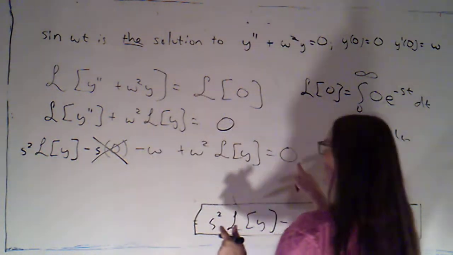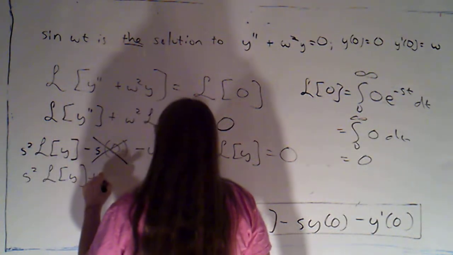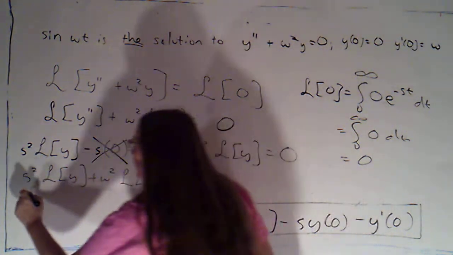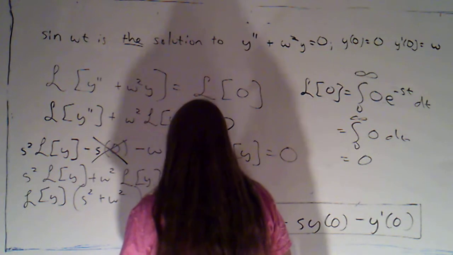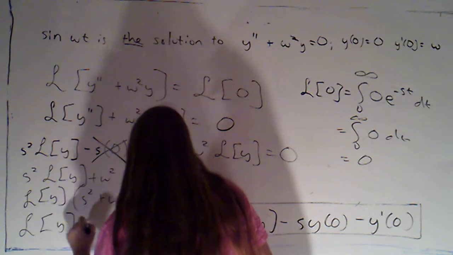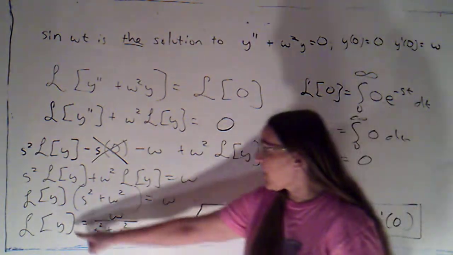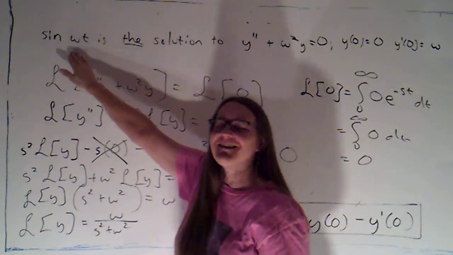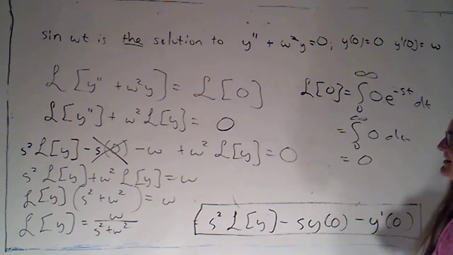So I'm going to just add over the omega here. So I get s squared times the Laplace transform of y plus omega squared times the Laplace transform of y is equal to omega. Now, this is the Laplace transform of y multiplied by s squared plus omega squared, and that equals omega. Oh my goodness, the Laplace transform of y is omega over s squared plus omega squared. But remember, our y was our solution to this, and the solution to this was sine of omega t, so right there, there's the Laplace transform of sine omega t.